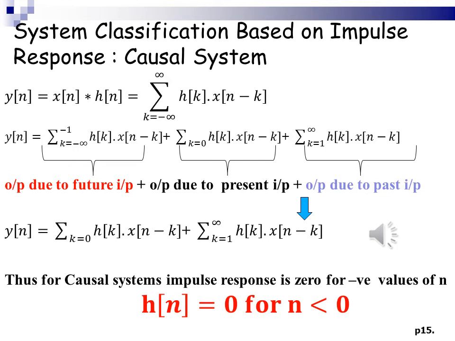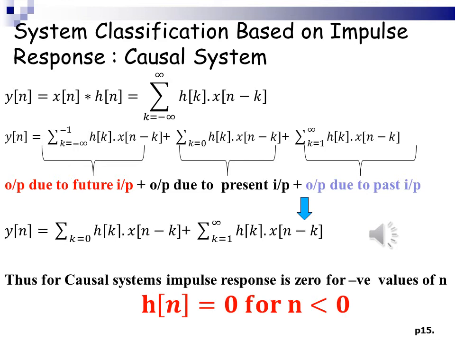Here we have the representation of output using the commutative property again. So y of n is equal to x of n convolved with h of n, which is summation k goes from minus infinity to infinity h of k into x of n minus k. Again split this summation into three parts for different index values: k negative, k 0, k positive. When k is negative, that summation represents output due to future input. When k is equal to 0, that is output due to present input, and when k is positive, that is output due to past input.